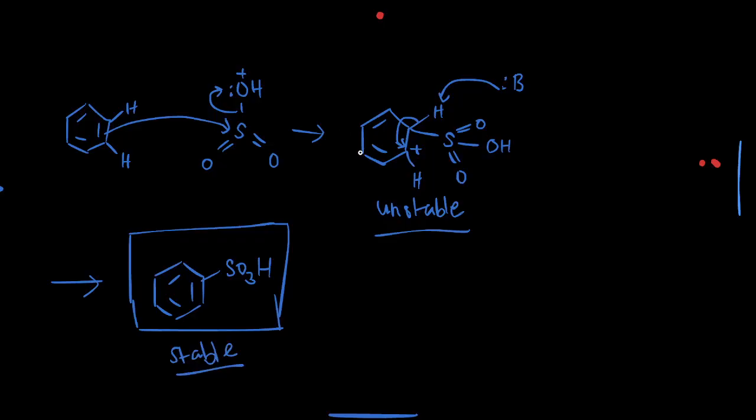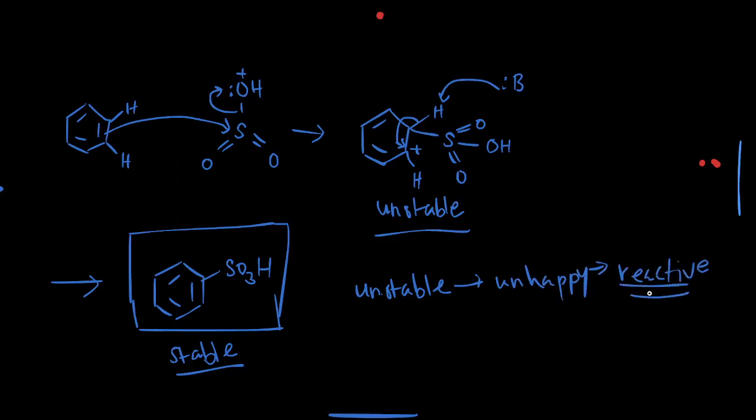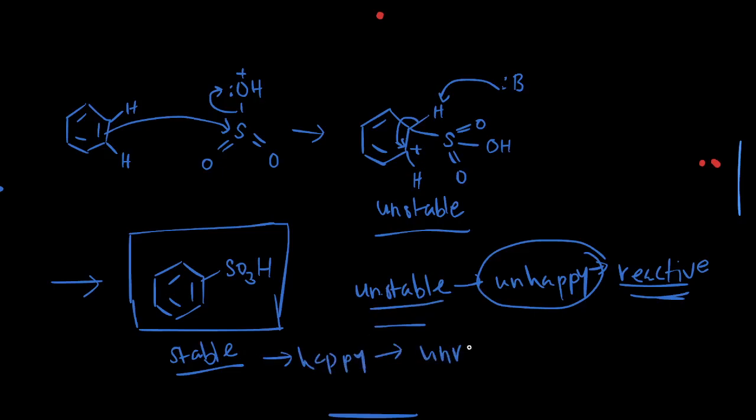So what you'll need to remember in chemistry, right, is that if something is unstable, it is going to be unhappy, right? And if it's unhappy, it's going to be reactive. It's going to want to react quickly to get out of this unhappy state to a more stable or happy state. So this stable benzene sulfonic acid is very happy and thus unreactive.